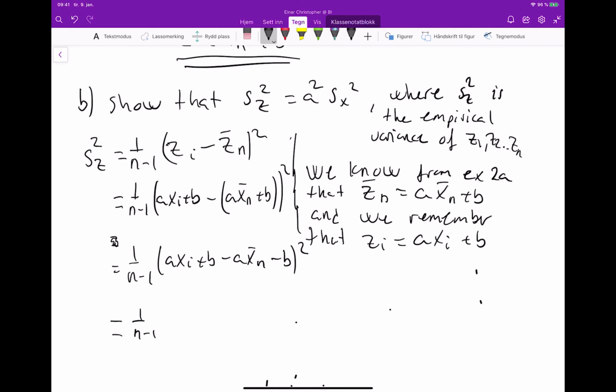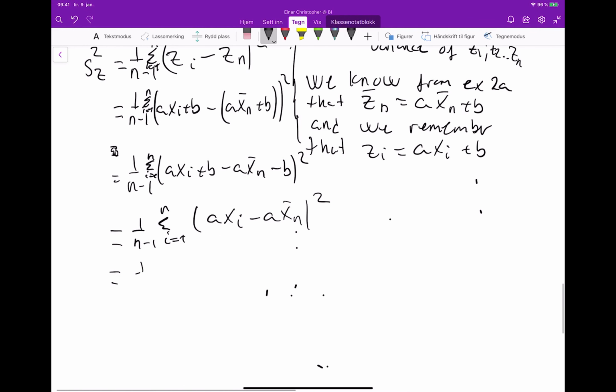I forgot a sum sign here. I put it on here now. That should be obvious. So the sum here, i equal 1 to n, and the sum here, i equal 1 to n. And then we get the sum i equal 1 to n, and as I said, the b cancels out, such that we now got axi minus a x bar n in the power of 2.